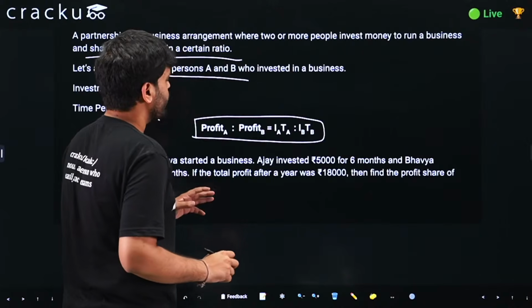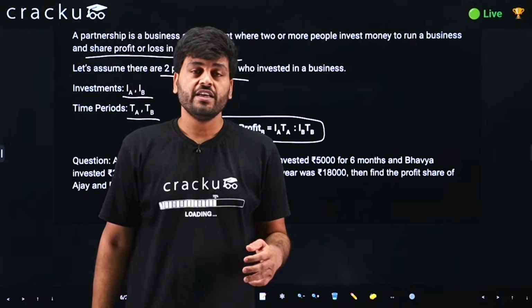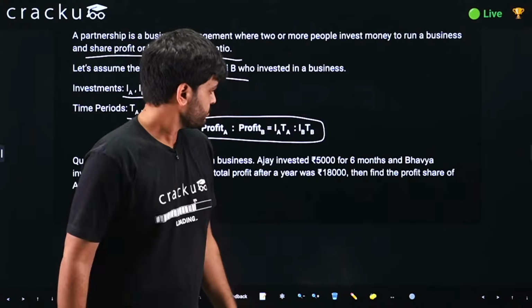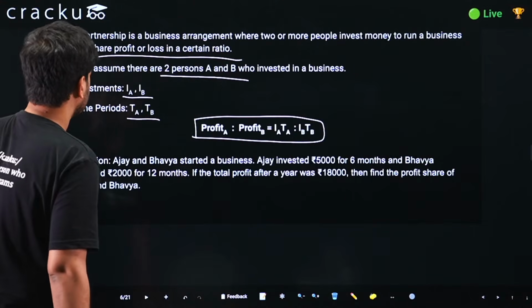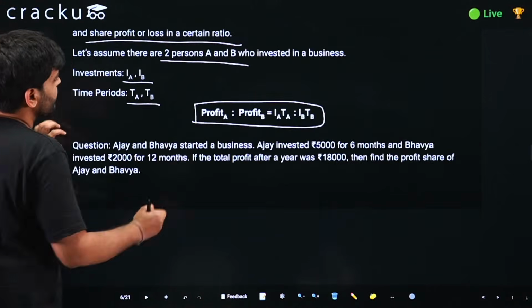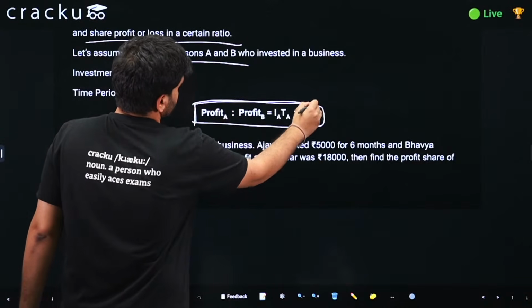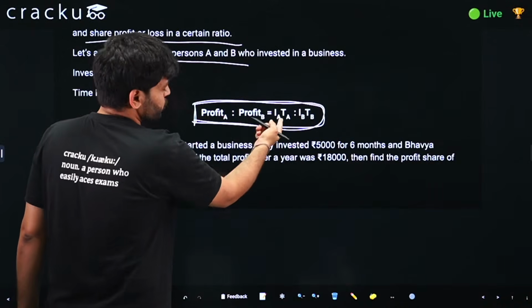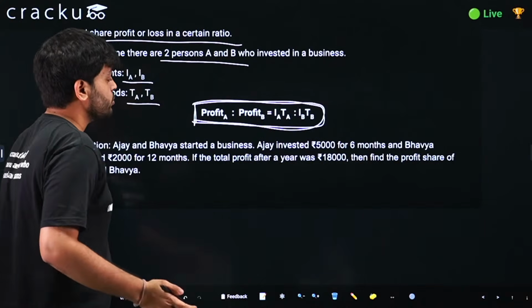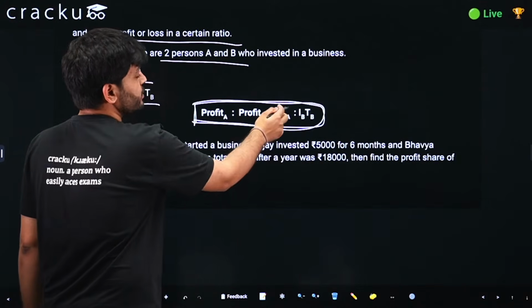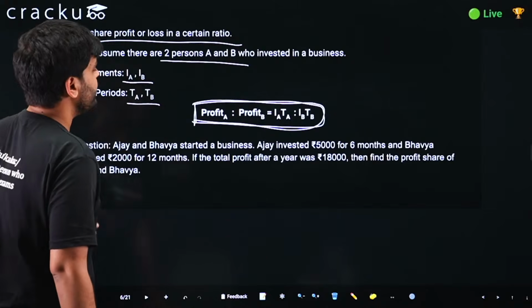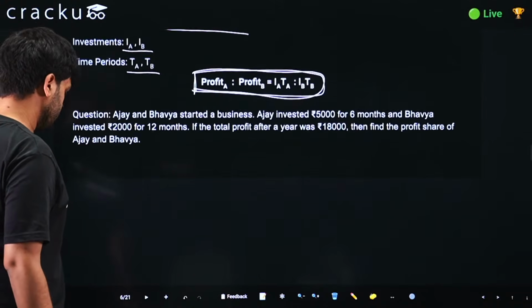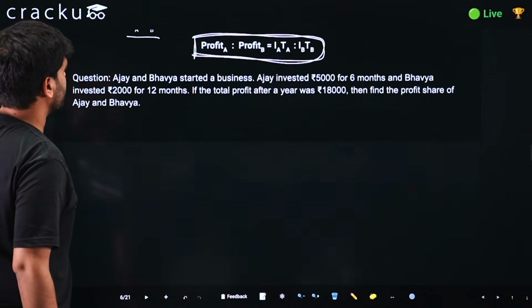So basically profit is directly proportional to investment into time. You just have to remember this, that profit is directly proportional to investment into time for any individual. Let us do one question regarding this.